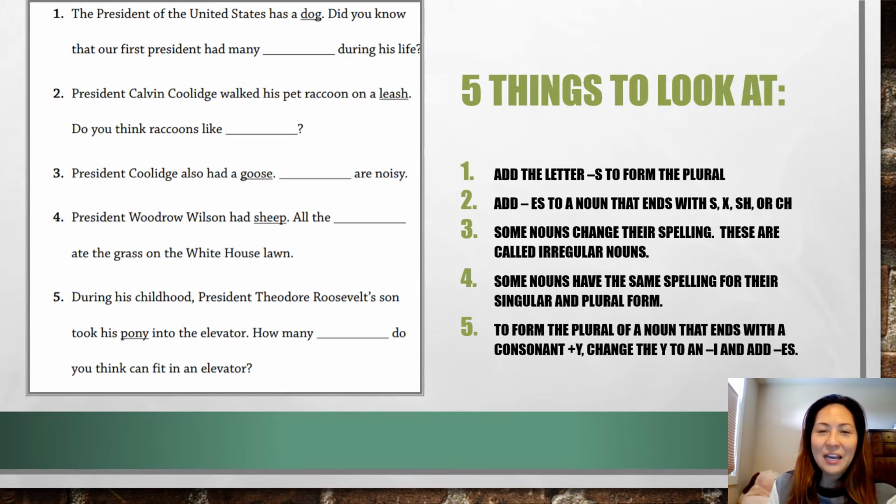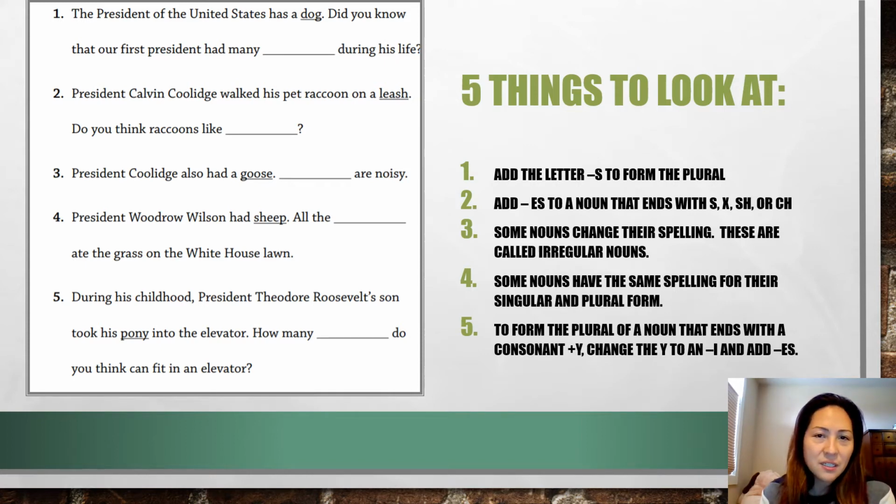Now we're going to look at 5 different rules that are kind of in the English language about changing singular nouns into plural nouns. So if you want to change a word from just one to more than one, this is some of the guidelines that we follow.